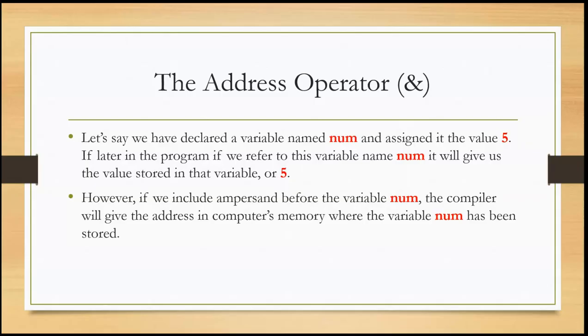Let's say we have declared a variable named num and assigned it the value 5. If later in the program we refer to this variable num, it will give us the value stored in that variable, or 5. However, if we include ampersand before the variable name num, the compiler will give the address in the computer's memory where the variable num has been stored.